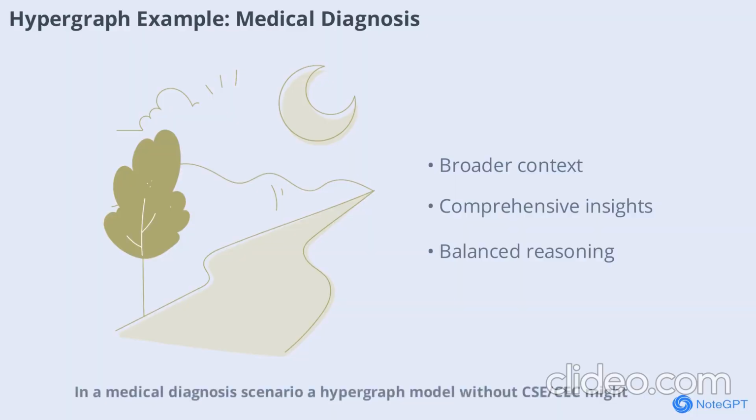In a medical diagnosis scenario, a hypergraph model without CSE-CEC might focus too narrowly on biological causes, missing psychological or environmental factors. With CSE-CEC, the model balances diverse causes, linking fatigue to lifestyle, insomnia to circadian rhythm, and brain fog to cognitive load. This broader, contextually relevant approach leads to more comprehensive and accurate insights.